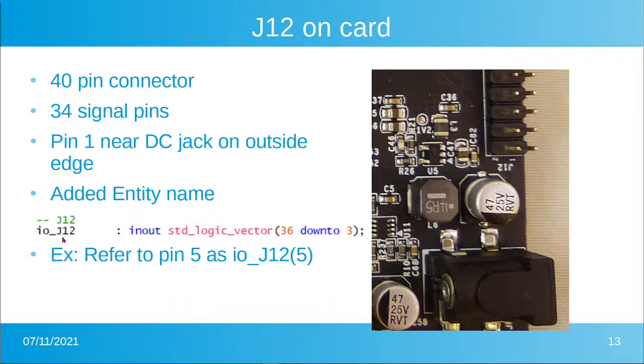It's called IO_J12 because it could be inputs or outputs, and we'll define that by whatever logic we hook up to it. And I just named it literally the same name as the pins, so the pins go from pin 3 to 36. If you want to refer to it in a sketch, or in your VHDL code, it would just be IO_J12 and whatever pin number you want.